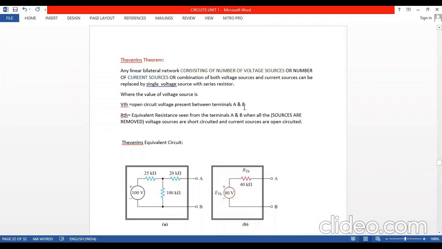When I am explaining for the very first time, it is very difficult to understand. But first you remember, what is VTH? It is the Thevenin's voltage. What is the formula? Open circuit voltage present between the terminals A and B. Sir, what is this open circuit? Show me the open circuit.